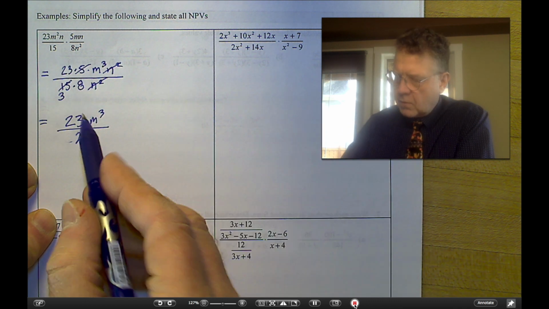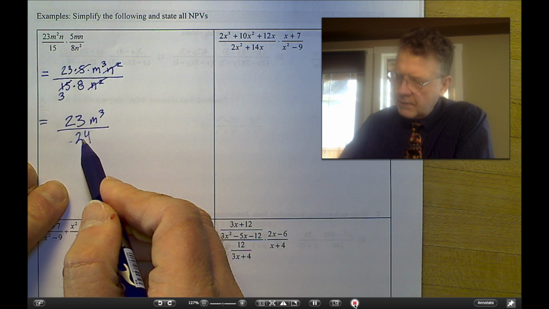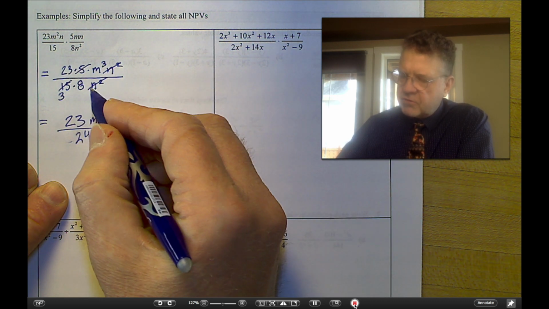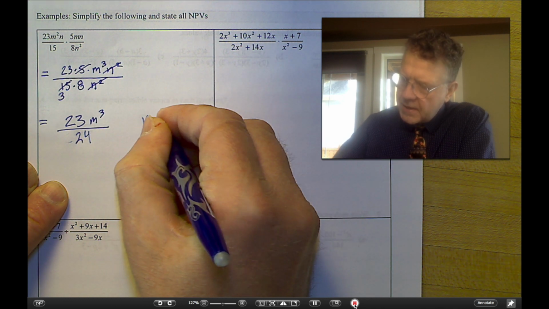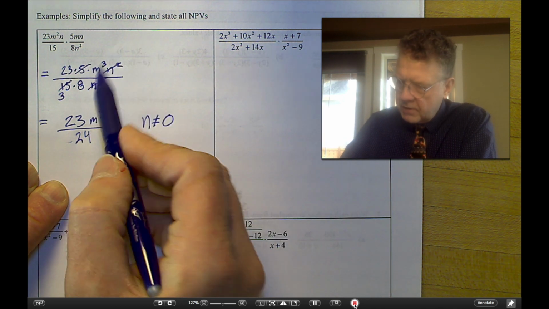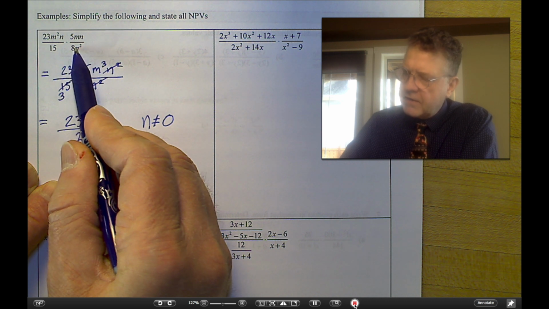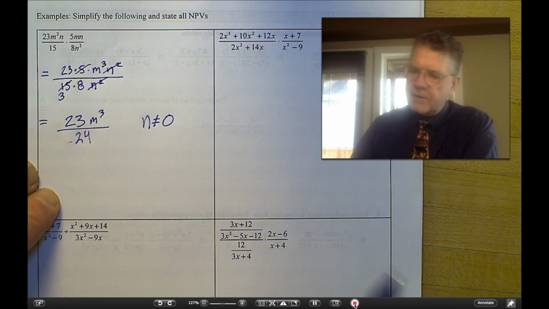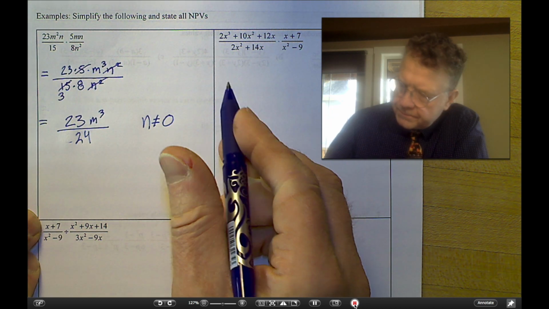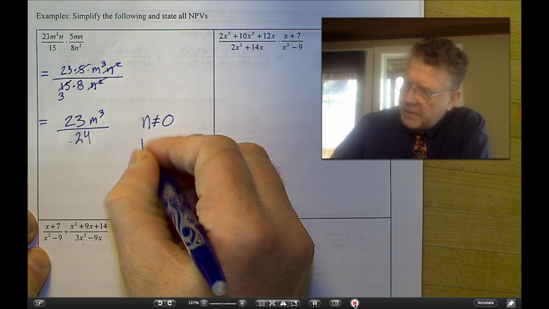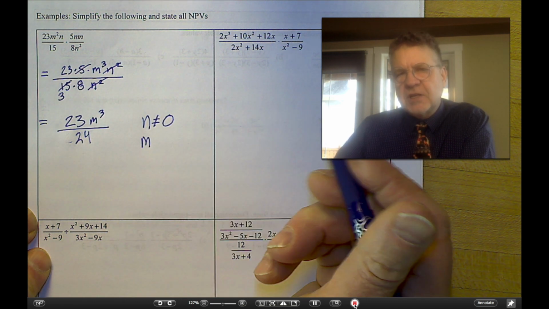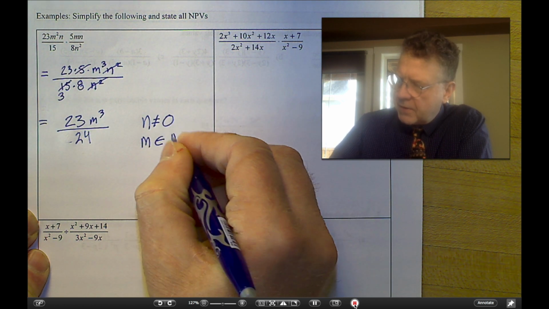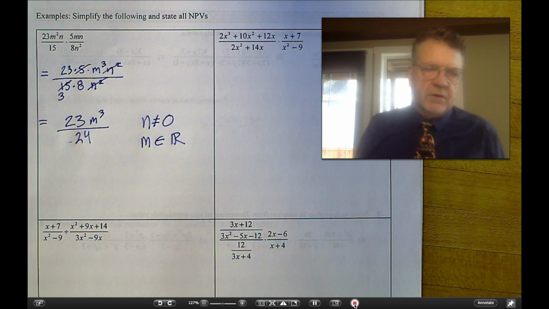Non-permissible values, well, there's nothing here that I'm worried about, but there is an n over here. Now, the only restriction on the value of n is that n may not equal 0, because if n equals 0, then this becomes 0 here. 0 times a number would still be 0, and your whole expression would become undefined. So n may not be equal to 0. Well, what about m? Anything? Well, it's not a restriction as such, but it's an expression of what m can be. M can be anything. M is a member of the real numbers.